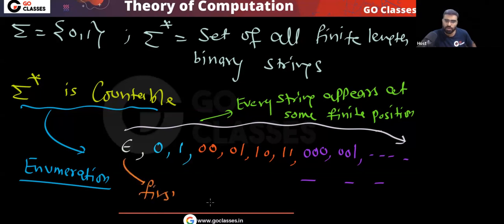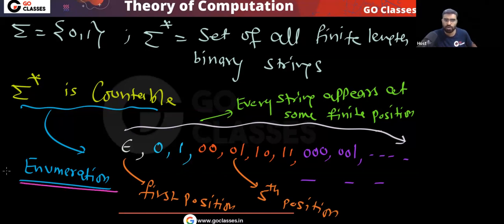For example, this is your first position. On the first position, you can find epsilon. For example, you can see this is your fifth position: first, second, third, fourth, fifth. On the fifth position, you can find 0, 1. So every string will appear at some finite position in this. So this is your enumeration.